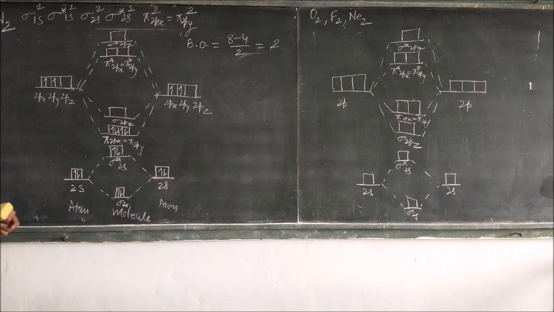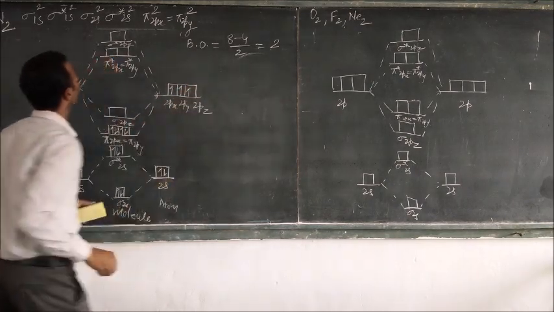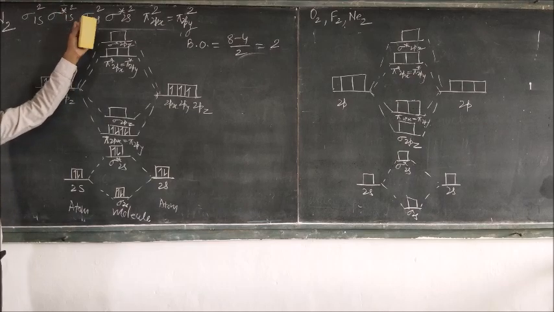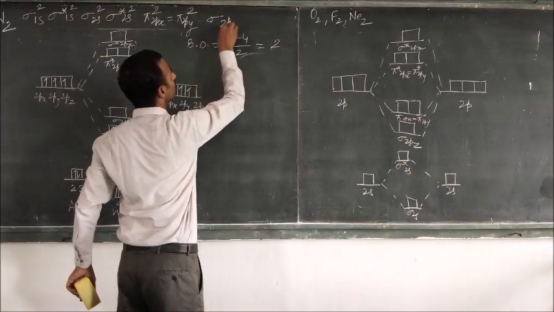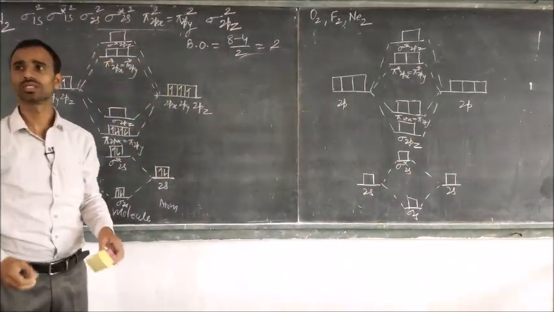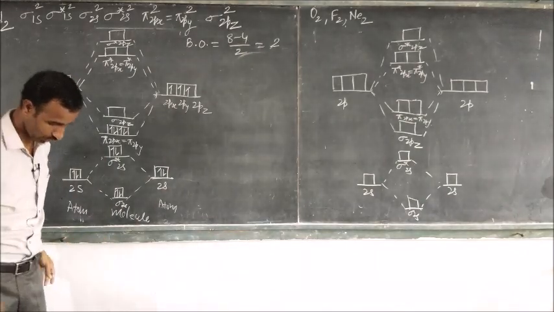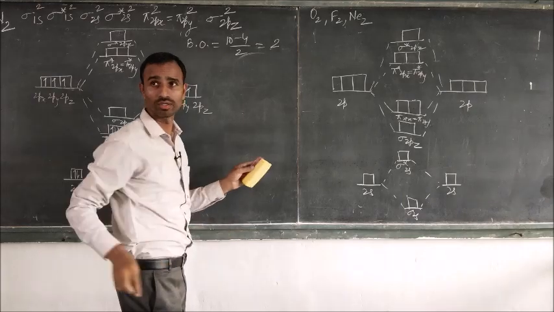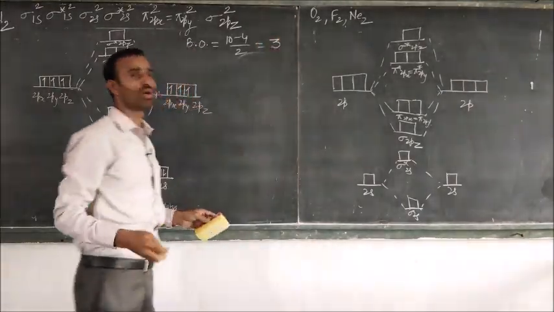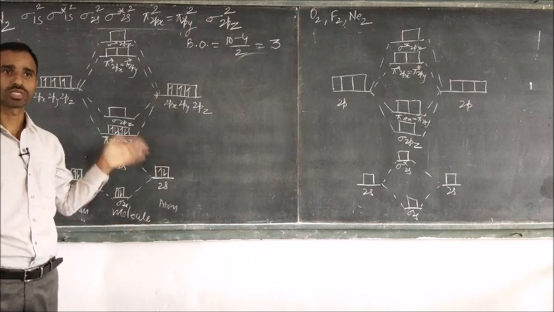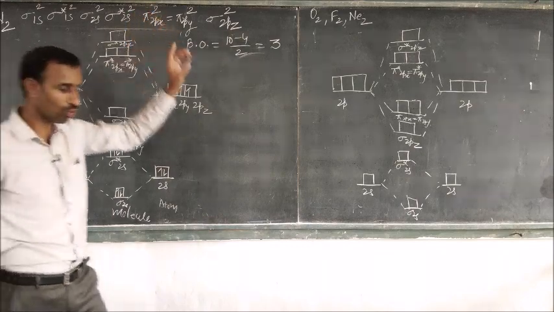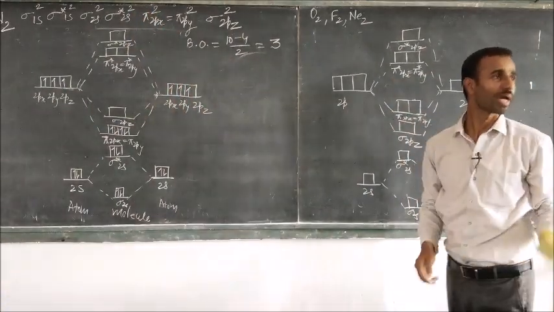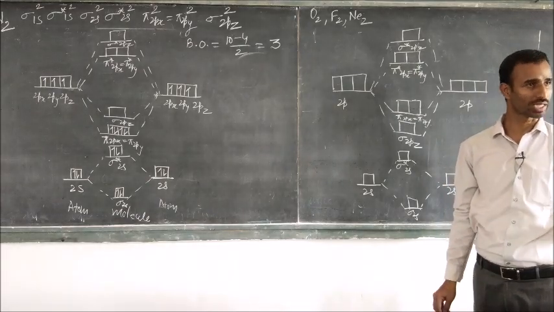N2. It is 1s2, 2s2, 2p3. It is sigma 1s2, sigma star 1s2, sigma 2s2, sigma star 2s2, pi 2px, pi 2py, and then sigma 2pz2. So in this case, 10 minus 4, so it is one sigma bond, 2 pi bonds, and it is diamagnetic. C2 and N2 both are diamagnetic. B2 is paramagnetic because B2 has 2 unpaired electrons.